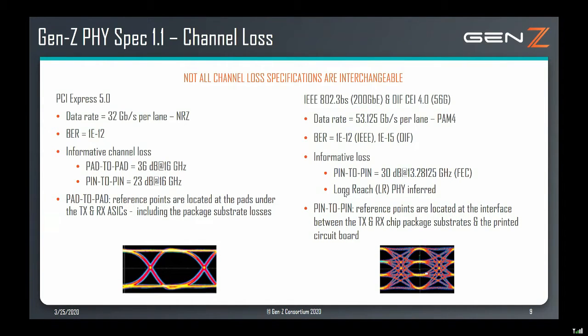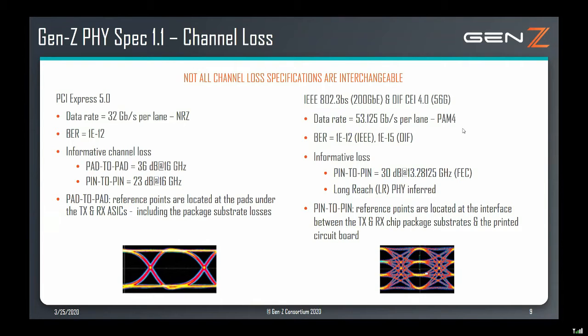In September of 2019, Gen-Z released the 1.1 spec, and this doubled the physical layer bandwidth. It switched from PCIe Gen 4 to Gen 5, so it went from 16 gigabit per second per lane up to 32 gigabit per second per lane. And on the Ethernet side, it changed the signal modulation.